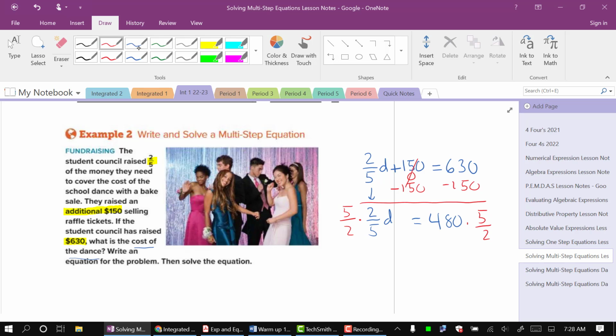5/2. So I get d equals $1,600. So the cost of the dance is $1,600.